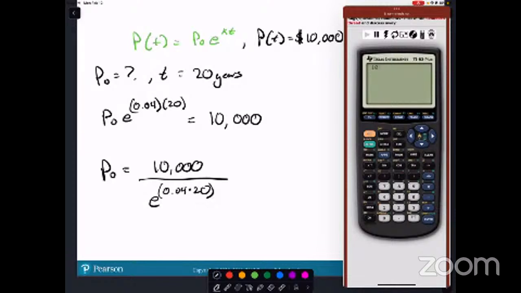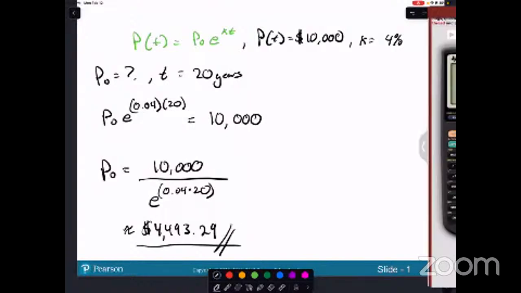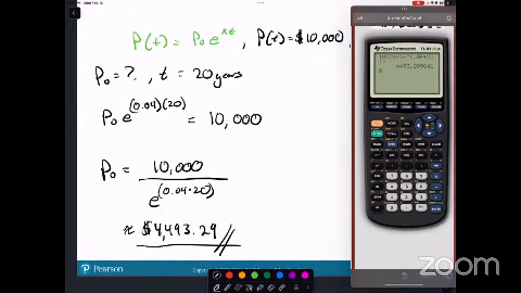So we got our 10,000 divided by e to the power of 0.04 times 20. Okay, close off the exponent and close off the denominator. So it looks like they need to start with about $4,493.29. That's reasonable. That makes sense. So the grandparents need to deposit $4,493.29, which will grow to $10,000 by the child's 20th birthday.